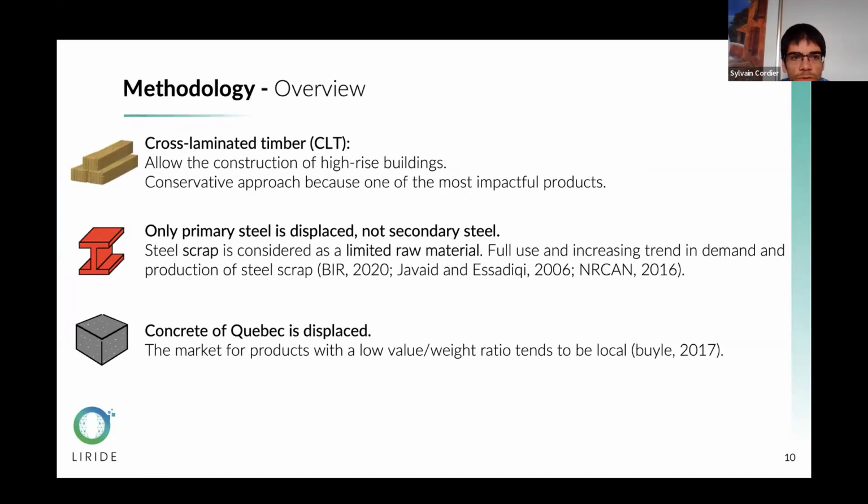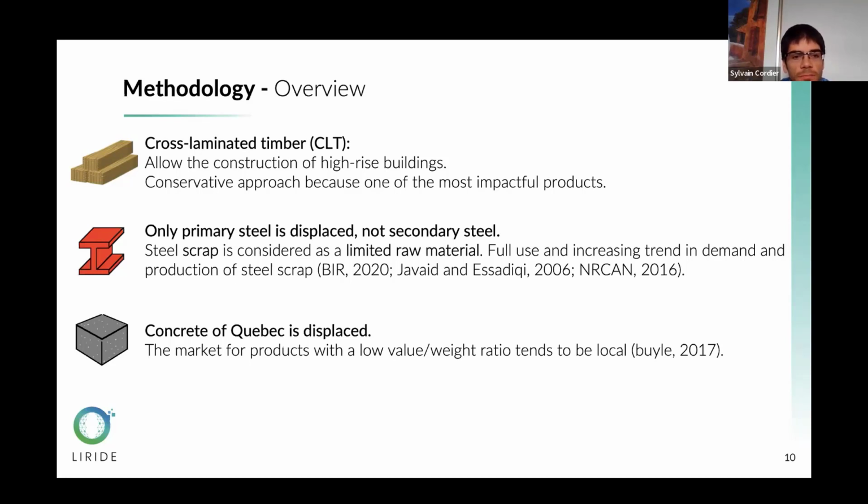Some assumptions for the main materials. In the scenario, for the wood, there are two reasons that imply the choice of cross-laminated timber. First, this type of structural product allows the construction of high-rise buildings. And second, this type of product is one of the most impactful wood products compared to other wood options that we were able to model or use with the EcoInvent database.